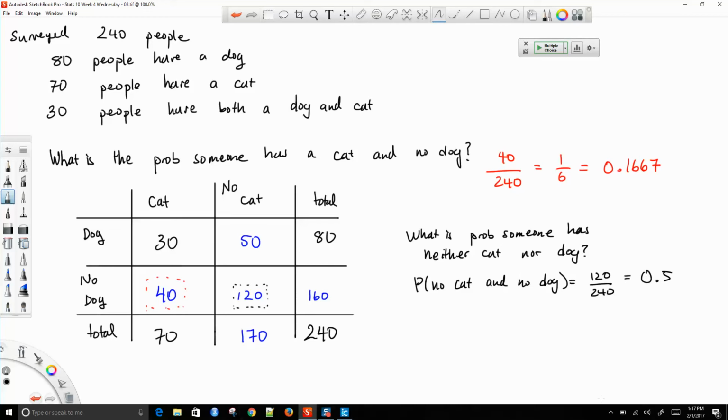And that kind of makes sense, right? Earlier on we said, what's the probability someone has a cat or a dog? And we said that turned out to be 120 out of 240, 0.5. And so if half of the people have either a cat or a dog, or both, then that means the other half of people have neither. Okay, so those two are complements of each other. Having no cat and no dog is the complement of having a cat or a dog.